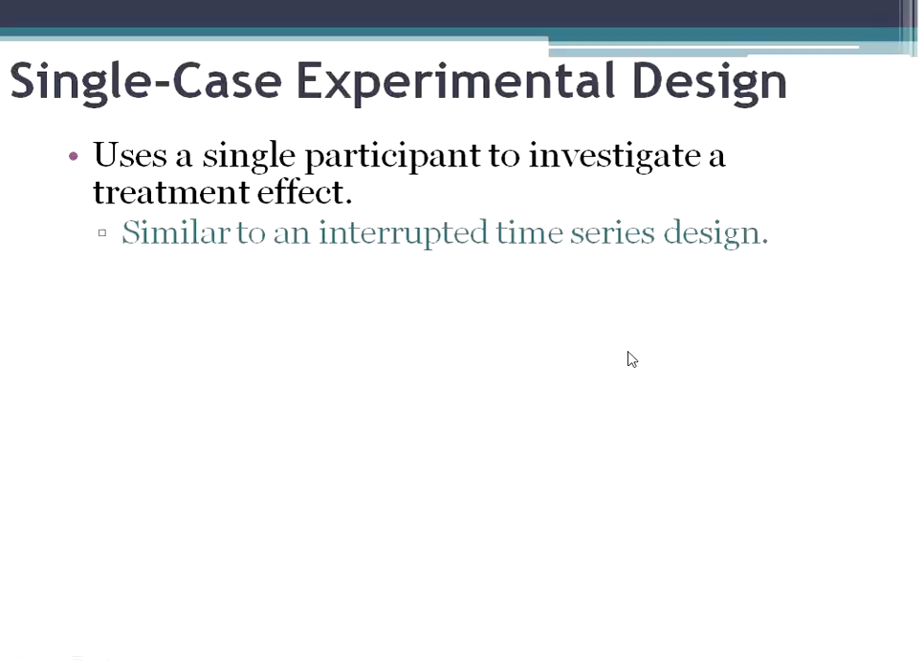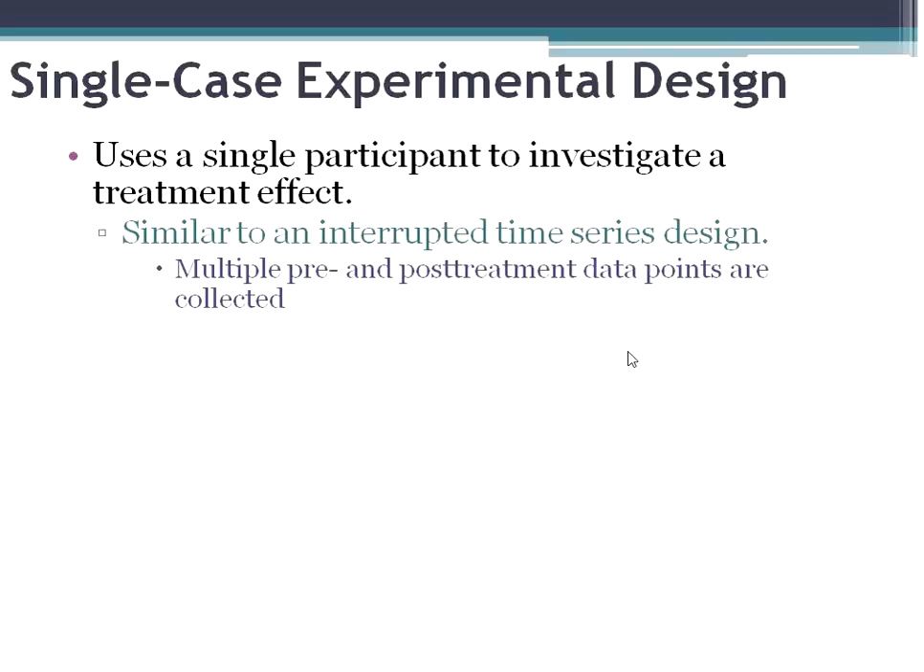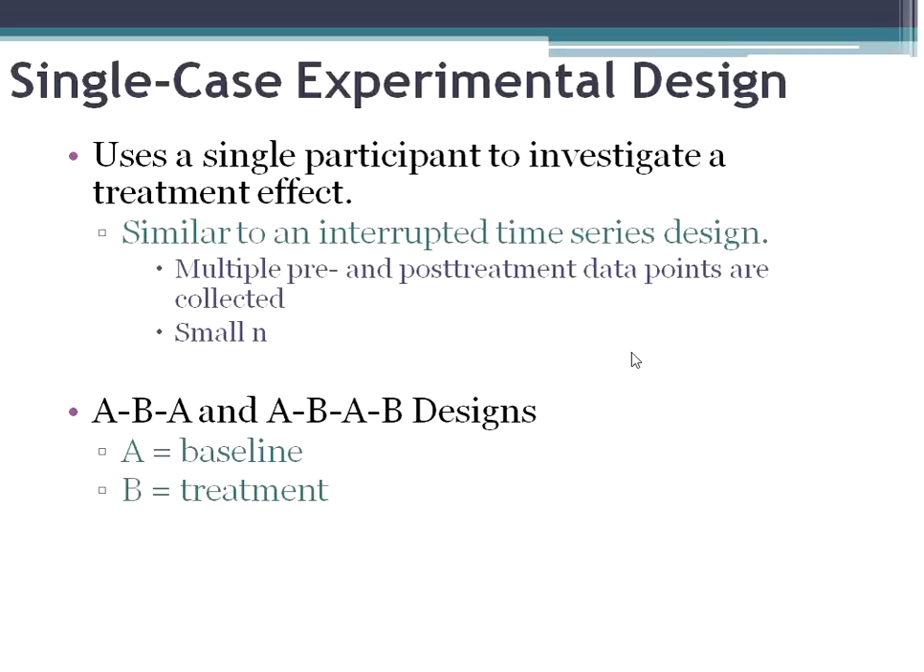Now, in a single case design, this is when we're using a single participant or a small number of participants to investigate a treatment effect. You can think about this as being similar to an interrupted time series. So we're going to measure our participants multiple times pre and post treatment. The two kinds that we talk about are the ABA designs and the ABAB designs.